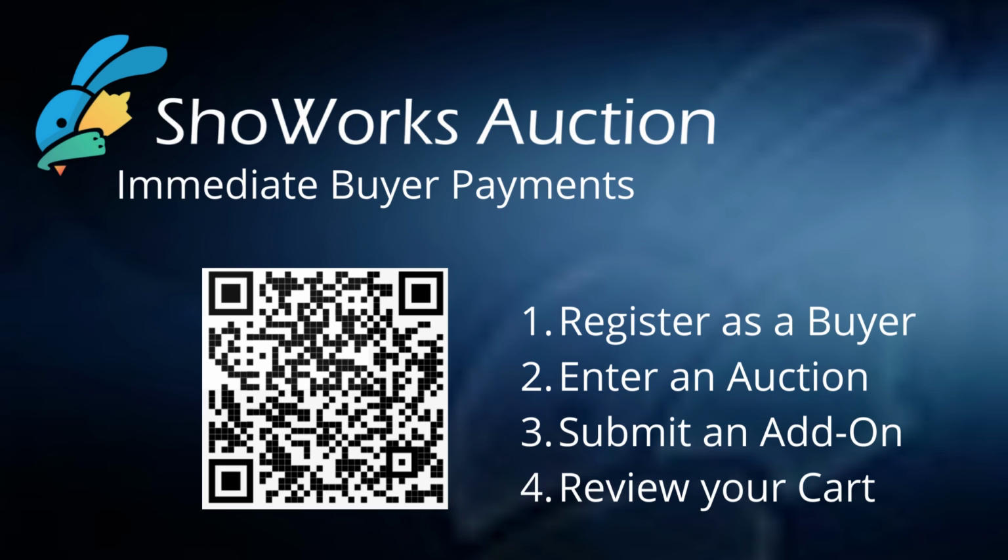Go ahead and take the first couple of moments to scan the QR code on your screen with your phone, if you have it handy, and register as a buyer. Enter into one of our auctions, submit an add-on, review your cart and take a look around. You will want to use your real phone number. That way you can receive a text message that will allow you to enter the auction. It'll send you a code.